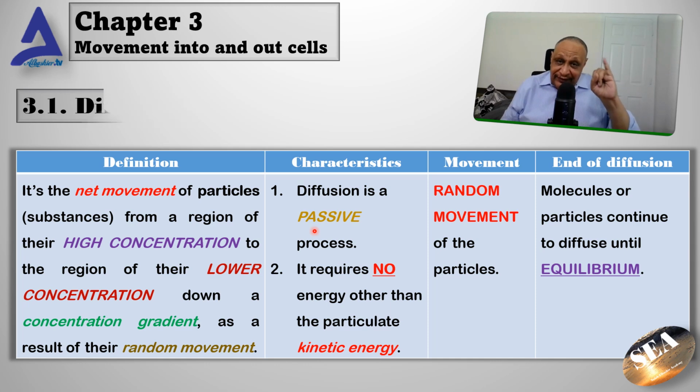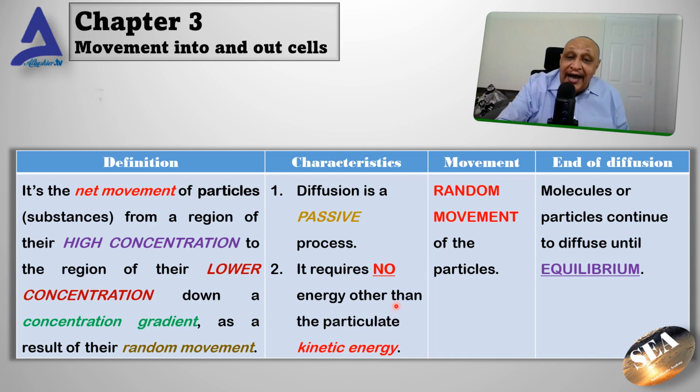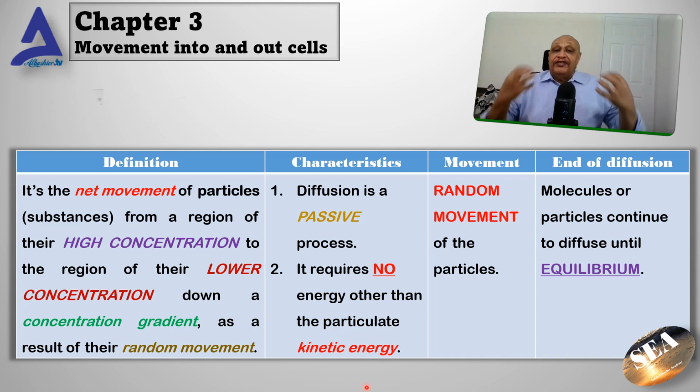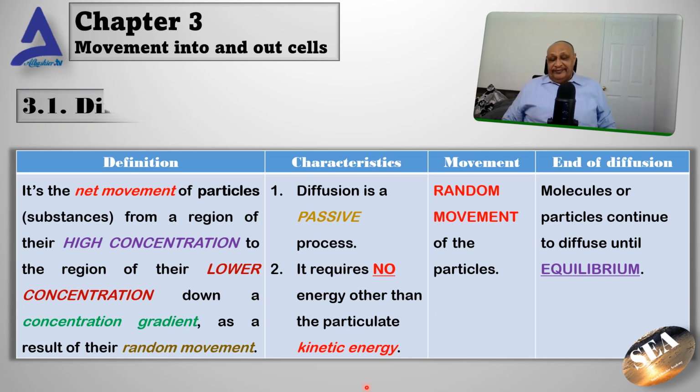This is the characteristic number one. The characteristic number two, it requires no energy other than the particulate kinetic energy. So the only energy needed is the kinetic energy. What is the kinetic energy? It is the self-movement of, or the self-energy of the particulate itself. You have to understand that.